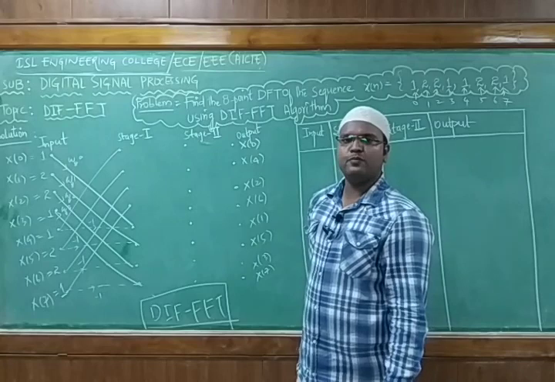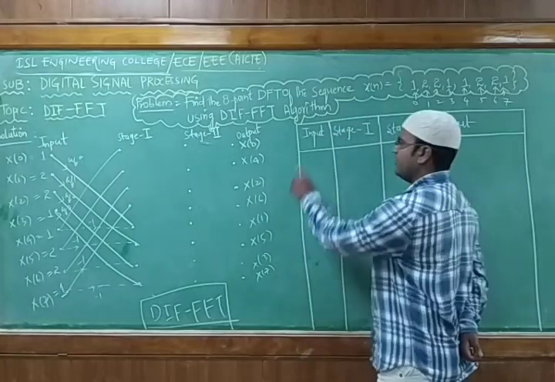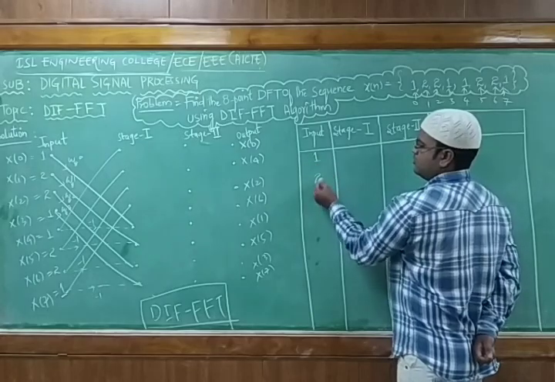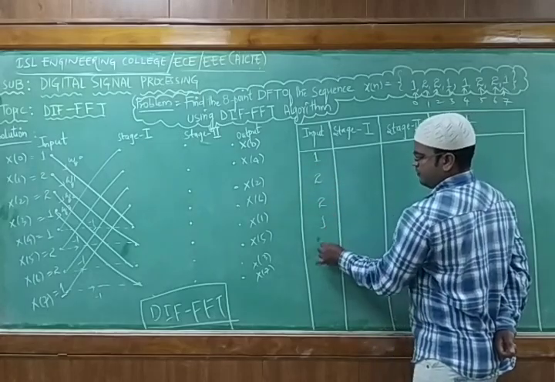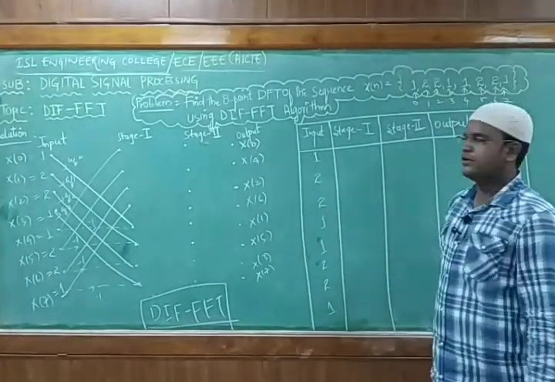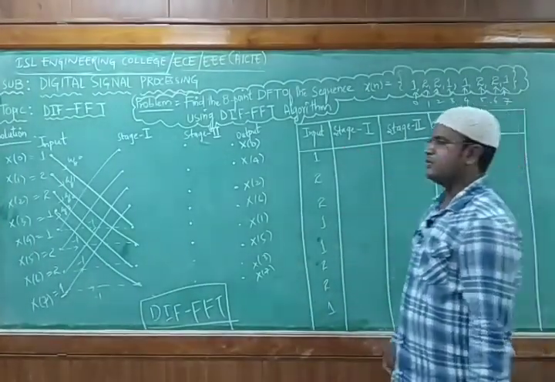So stage 1 outputs we need to write down. How do we write? We need to get for first. What is the first input? X of 0, that is 1. 1, 2, 2, 1. Again we do have 1, 2, 2 and 1. Right? So these are input values.